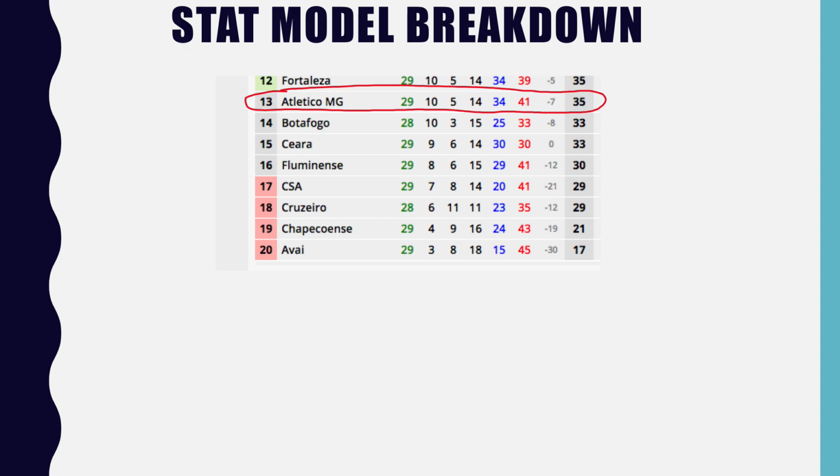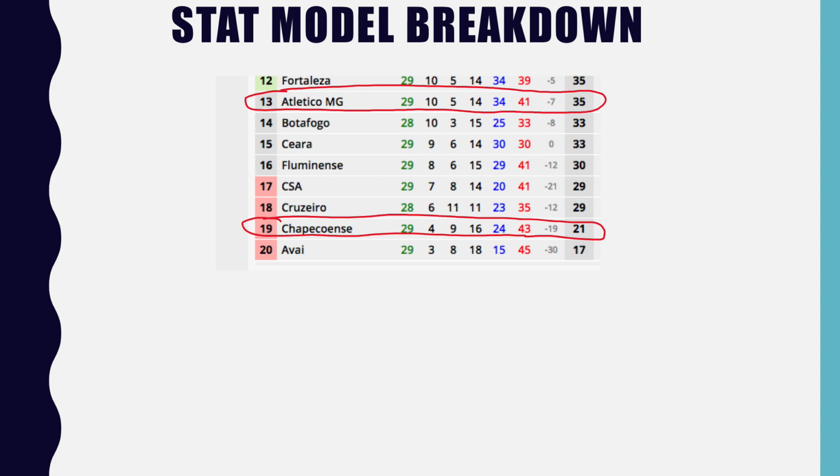Okay, so if you look here, you don't see what's on top, but see where it says 34 and 41? That is the goal differential, which means they've played 29 games. They've scored 34 goals and given up 41. So their goal differential is -7. And the team they're playing, this is the actual game that went down last night, just FYI, is Chapecoense. Had to make sure I pronounce that right. Chapecoense has 24 goals, giving up 43, so their goal differential is -19.